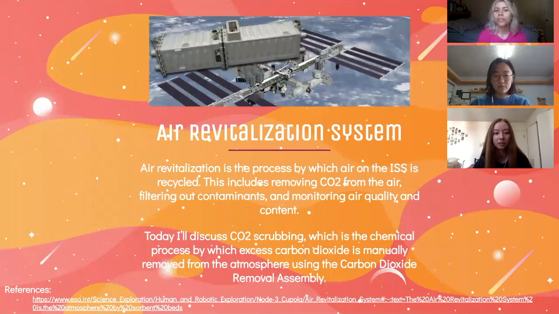Today, I'll be discussing the air revitalization system. Air revitalization is the process by which air on the ISS is recycled. This includes removing CO2 from the air, filtering out contaminants, and monitoring air quality and content. Today, I'll discuss CO2 scrubbing, which is the chemical process by which excess carbon dioxide is removed from the atmosphere using the carbon dioxide removal assembly, or CDRA. You can see the CDRA up here superimposed over an image of the ISS floating over the Earth.